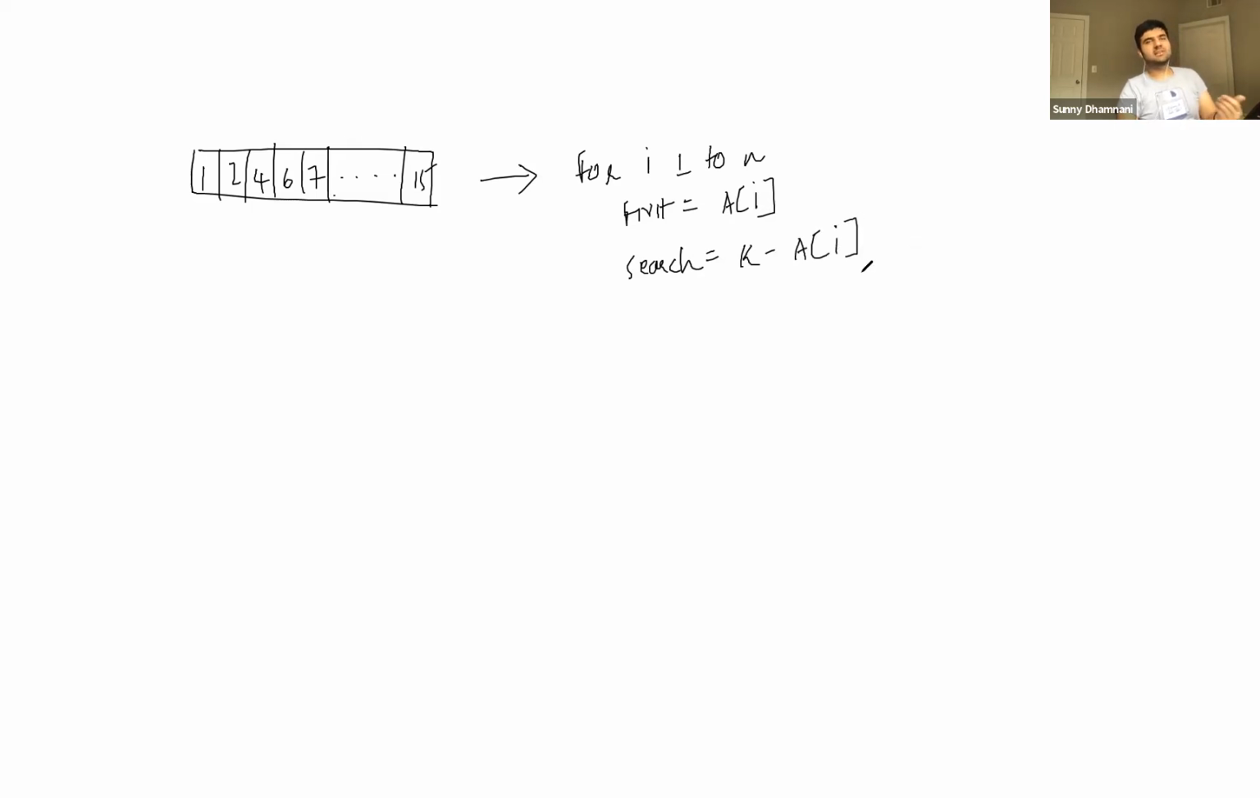Now to get that sum, I need to search for the difference between the target, that is k, and the element which I already have. So I need to search for this, and then I'll do binary search for it. Binary search you already know how to do. So you'll do binary search of this search element in A. And what will be the complexity of this algorithm?